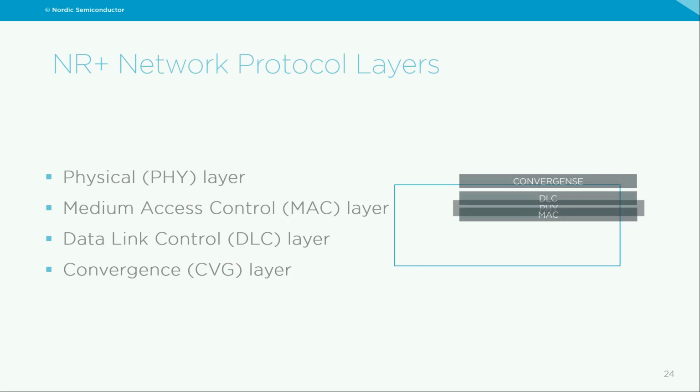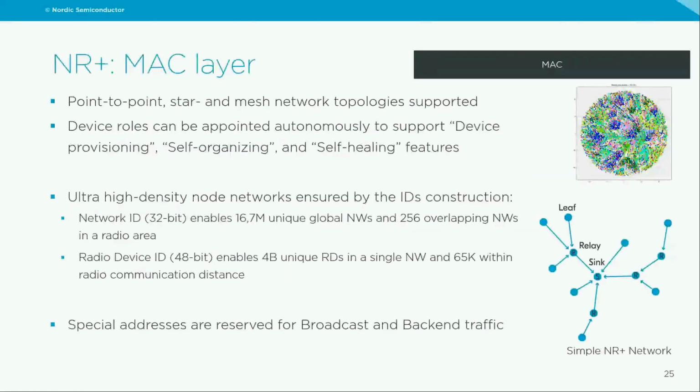Next up is the medium access control layer. And here in this layer, we have support for point-to-point, star, and mesh network topologies. On the right-hand side, you can see a simulated mesh network with millions of devices connected in the same network. And on the bottom right-hand side, you can see a simplified NR plus network. The typical naming of these nodes is leaf nodes. They are the corner nodes. They don't have any children. They are connected to either a relay node or a sync node.